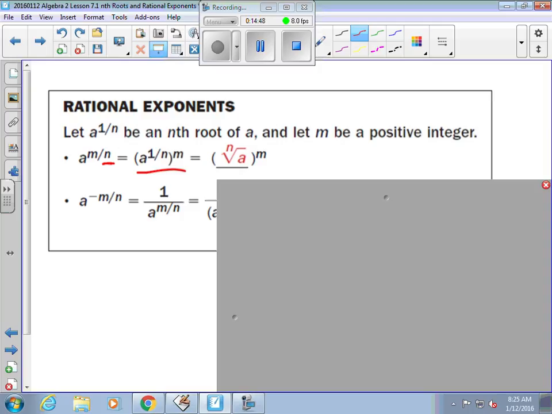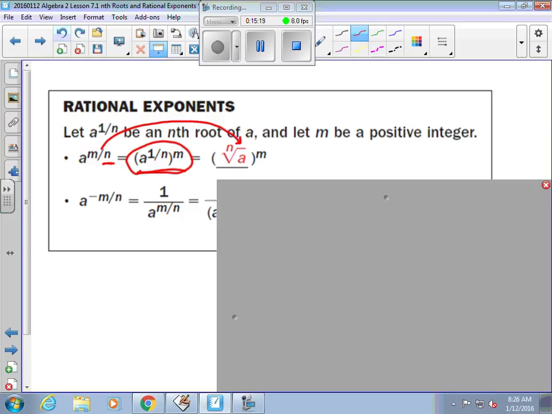Typically, the easiest way to do this, however, is to ignore this middle part. Most of us, when we see something raised to a fraction, just jump right to this step because this is the workable step. Whatever the bottom number is in the fraction is the index. Whatever the top number is in the fraction is what you raise it to after you do what's inside the parentheses. So it becomes in parentheses.